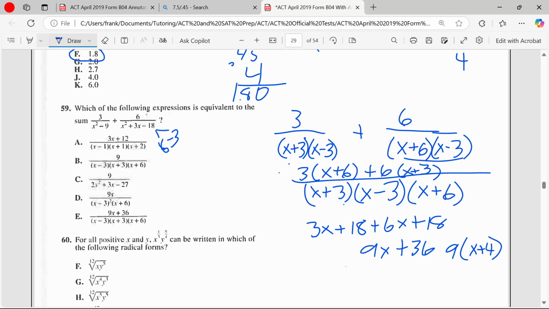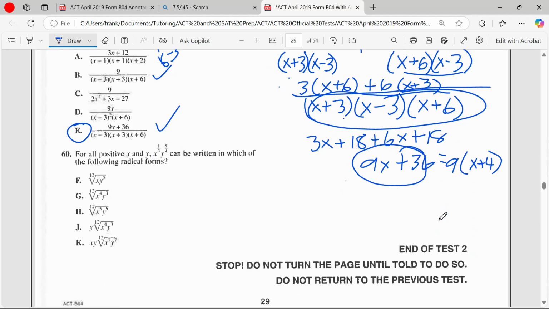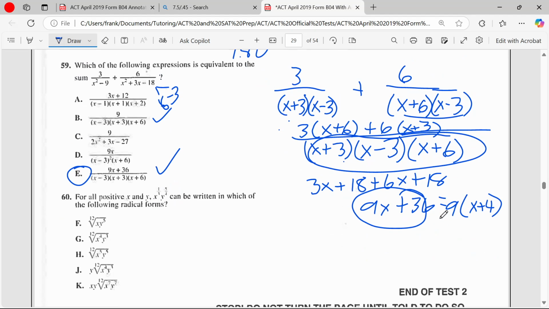Nothing is going to cancel. That won't cancel with any of those. So that has to be the denominator, and only E has all 3 of them. Oh, wait a minute. This one does too, I think. X minus 3, x plus 3, x plus 6. Okay, so good thing I did this. 9x plus 36 is the numerator, which is E. But the denominator could have eliminated 2, but then again, I don't know what cancels out.